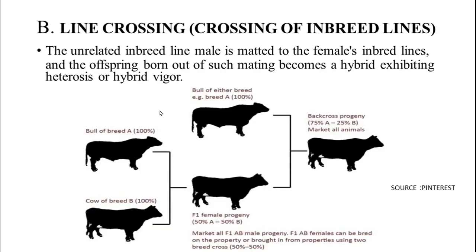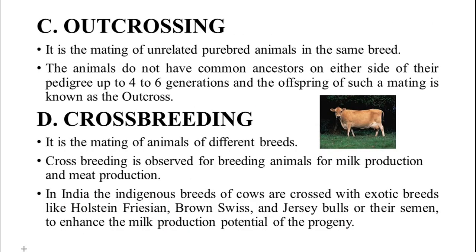Coming to line crossing, an unrelated male is mated with the females of breed lines, so that the offspring born out of such mating becomes a hybrid. And this process is called hybrid vigor or heterosis. Simply we could say that outcrossing is a process of breeding where the mating takes place between unrelated purebred animals of the same breed.